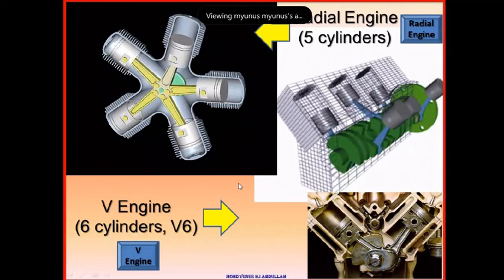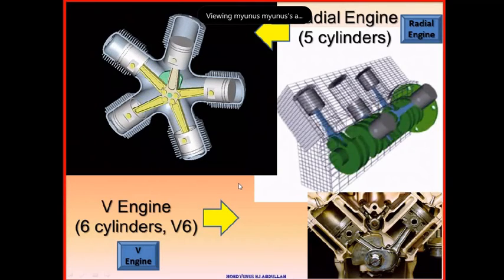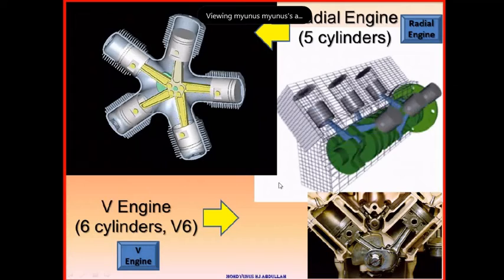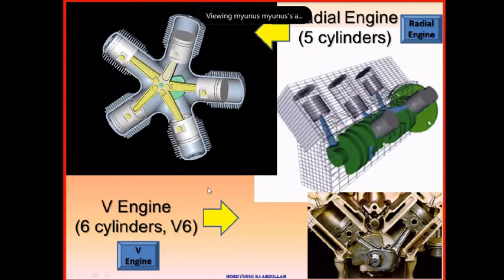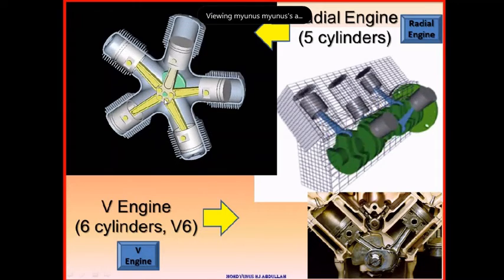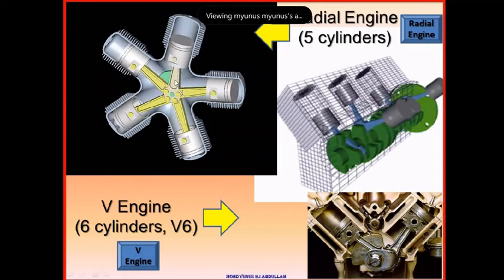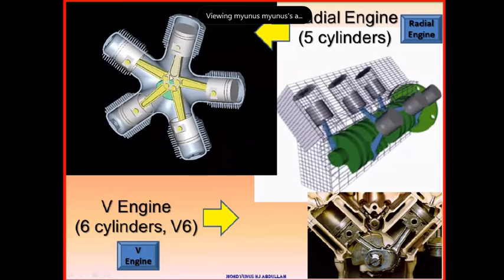So look at here. This is the radial engine. The beauty of this engine is that you only have one common crank. Look at the crank here. This one is the crank. Can you see my arrow, my cursor here? I'm pointing to the crank now.